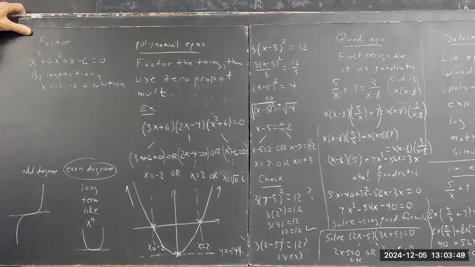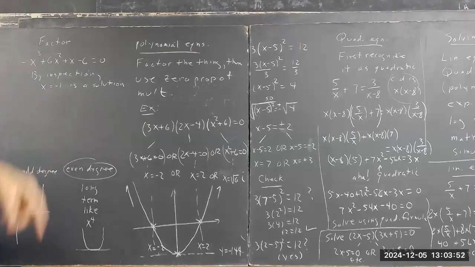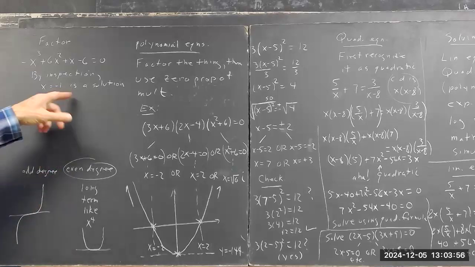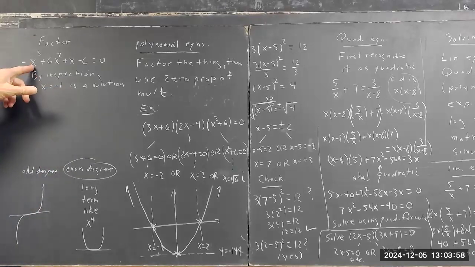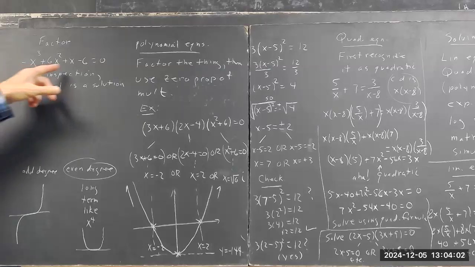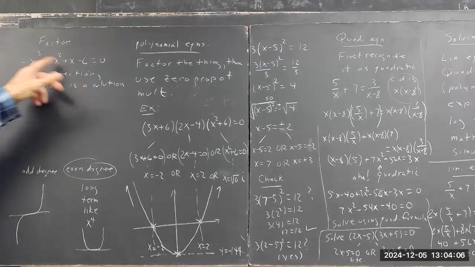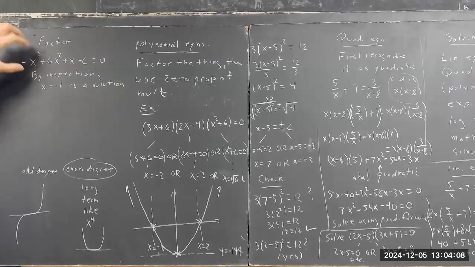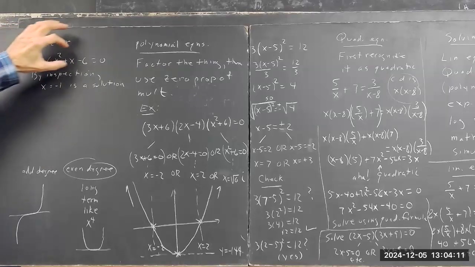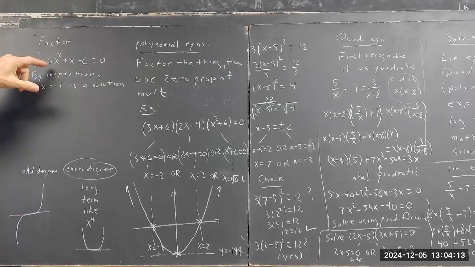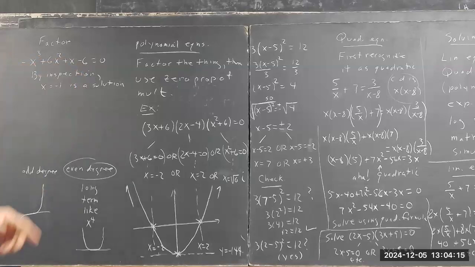I'm telling the truth: x equals -1 is a solution. Okay. If you plug -1 in, -1 cubed is -1. This negative makes it a +1. This x is a -1. So if you plug in -1, this and this give you 0. Also this and this give you 0.